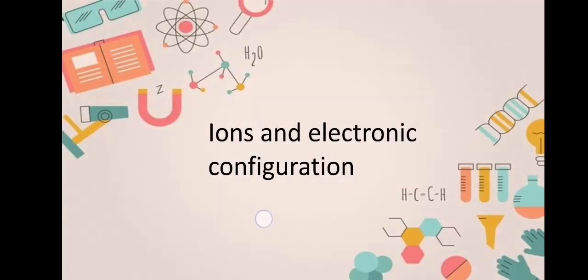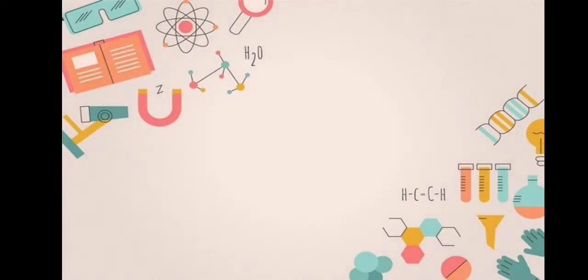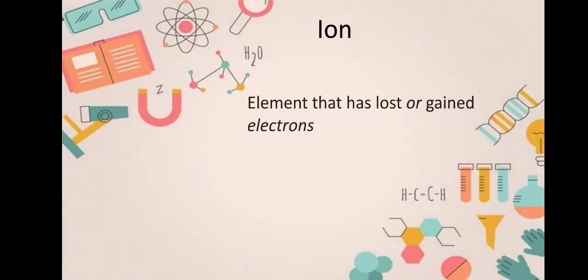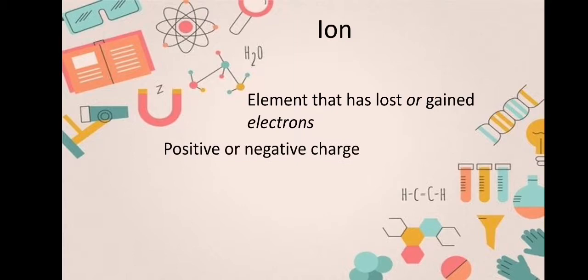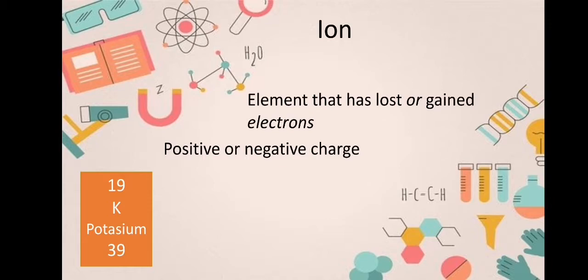So now we're going to look at ions. Ions are basically elements that have lost or gained electrons, giving them a positive or negative charge. For example, potassium: we know that there are 19 electrons according to its atomic number, but if it were to gain one more, it would give it a negative charge. And vice versa, if it were to gain 2, it would give it a 2 negative charge, etc.